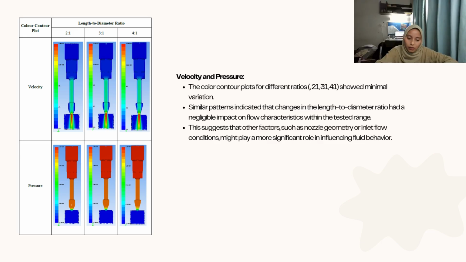And here is the result for the color contour plot. As we can see, the color contour plots at different ratios show minimal variation. Similar patterns indicate that change in the length to diameter ratio had a negligible impact on flow characteristics within the test range. This suggests that other factors such as nozzle geometry or inlet flow condition might play a more significant role in influencing fluid behavior.